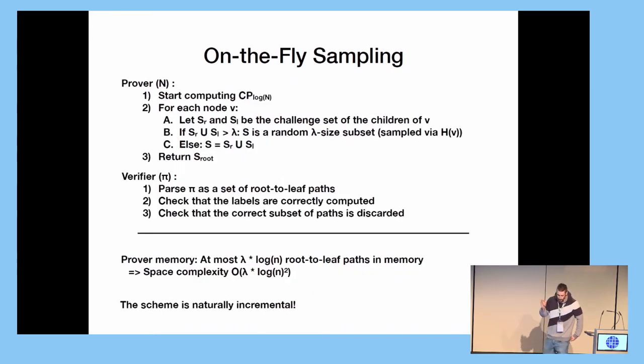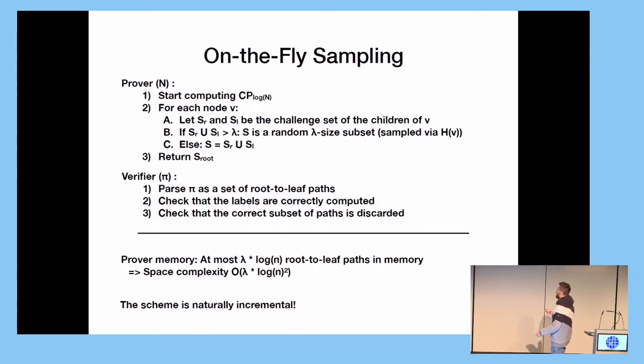Okay, so let me give you a quick glimpse of the algorithm. And this is again a very simplified version, but this is the backbone of the ideas. I think from here you can all reconstruct the algorithm. So the prover starts the computation of the same graph of CP log n, and if we define SR and SL to be the challenge sets for each node V, first we check whether they exceed the parameter lambda. And if so, we apply Fiat-Shamir, using a random oracle, to the node V, and we define S to be a random lambda-size subset of SR concatenated with SL. Otherwise, if they are not large enough, we just keep S to be the union.